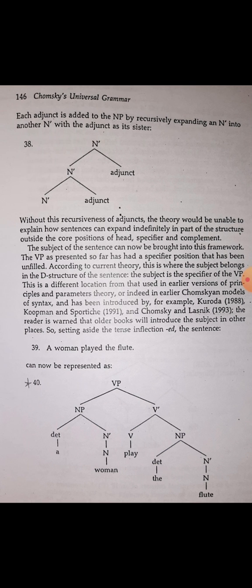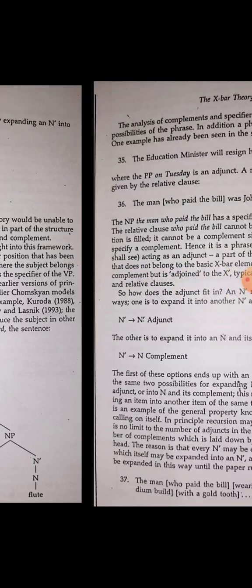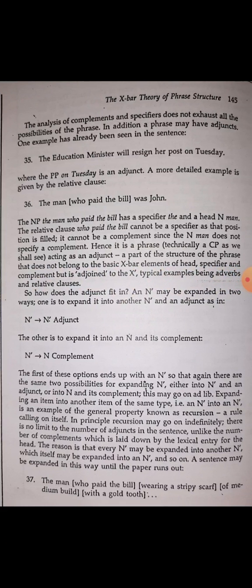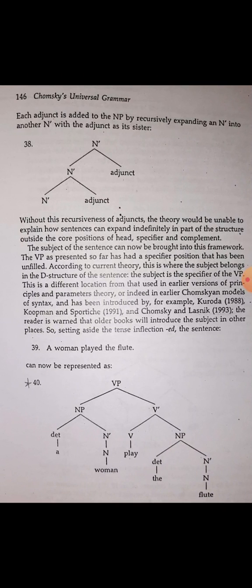is, wait, yes, the example before he has given to us, that is to expand it into a noun phrase. So the man who paid the bill, wearing a stripy scarf of medium build with a gold tooth. So with a gold tooth, wearing a stripy scarf of medium build. These are actually adjective phrases and adjuncts, you can see. Such kind of things usually come after the noun.